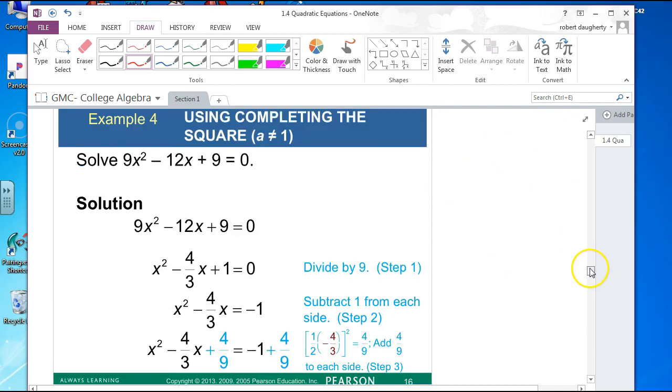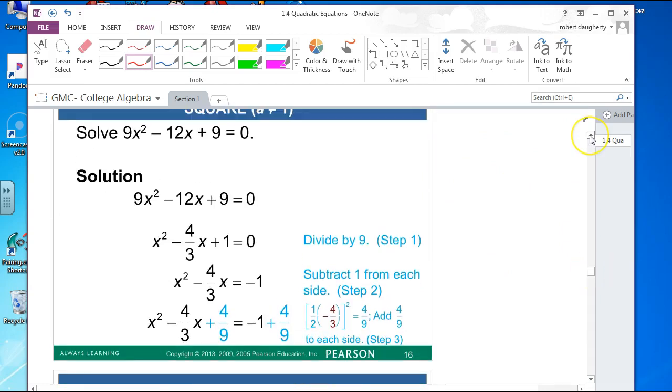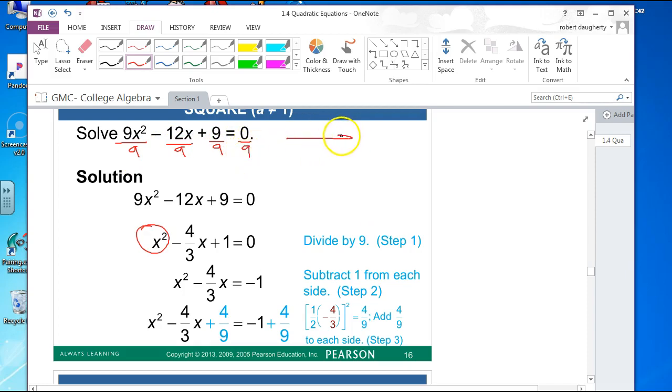Now, where it gets a little bit more involved is when you have something like this. 9x squared minus 12x plus 9 equals 0. So what we have here is that the term in front of the x squared is not a 1. The previous two examples started with x squared. What you have to be able to do here is get the coefficient of the x squared to be 1, okay? So what I need to do here is divide everything by 9. So if I divide everything by 9, then I'm going to end up with this equation right over here.